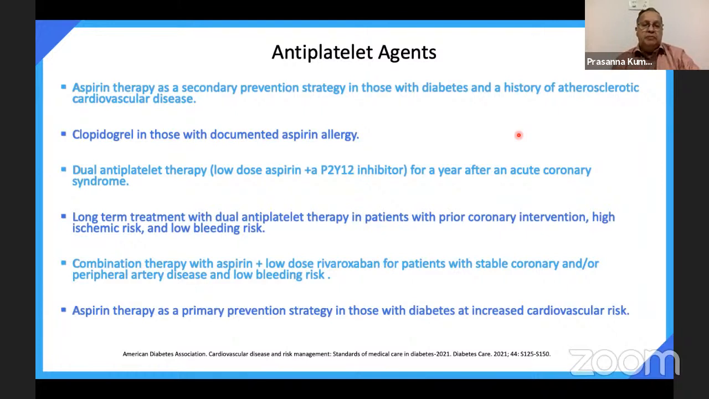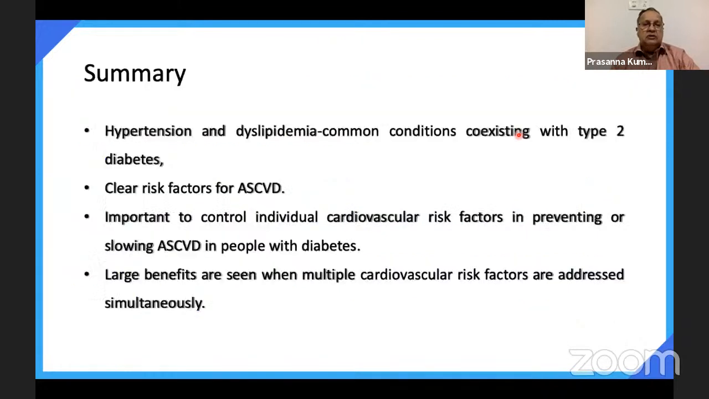Aspirin therapy as a primary prevention strategy in those with diabetes at increased risk of cardiovascular disease. If they are obese, if they have hypertension, if they have dyslipidemia, if there's a family history of heart disease below 60, if you think the patient is high risk, then only start them.